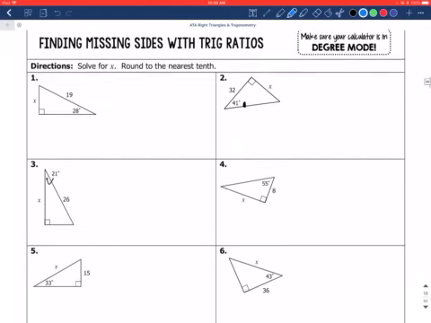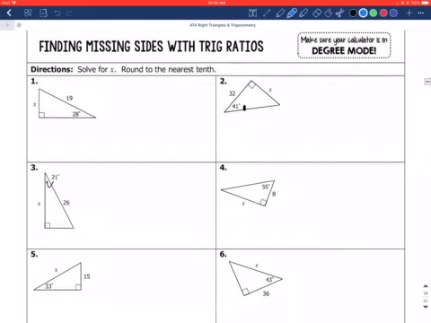So what we do here is we find missing sides with these trig ratios. So the way this works is, say you have the sine of an angle equals opposite over hypotenuse. So they'll give you that angle and one of those sides, and we find the third one.